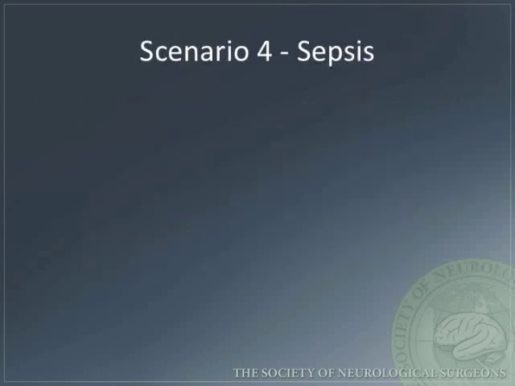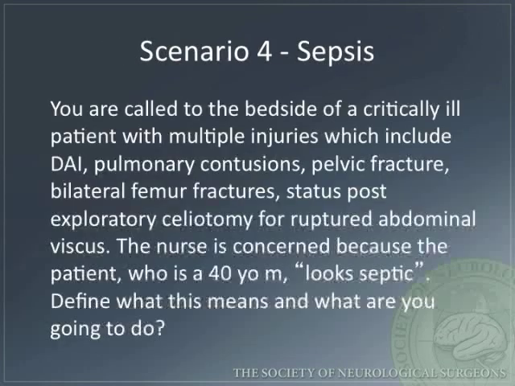Here is case example number 4. You are called to the bedside of a critically ill patient with multiple injuries, which include DAI, pulmonary contusions, pelvic fracture, bilateral femur fractures, status post exploratory celiotomy for ruptured abdominal viscus. The nurse is concerned because the patient, who is a 40-year-old male, looks septic. Define what this means and what are you going to do?